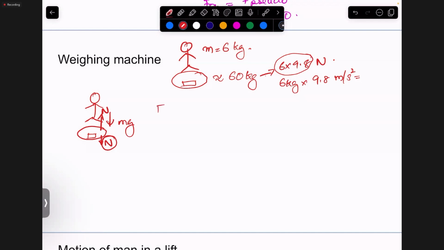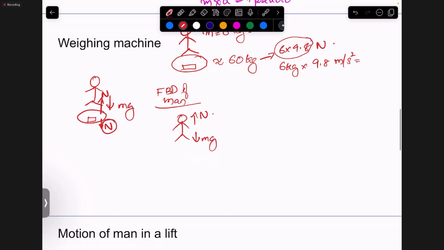The FBD of the man will look something like this. The FBD of man: this is the person. So mg is acting downwards, N is acting upwards. Okay, so that is counterbalanced because this person is at rest, right? When you are standing on a weighing machine, this person is at rest. He is not moving up or going downwards. So that's why N equal to mg, because if he is at rest, then the net force equal to 0, so N equal to mg. So this N is the same N over here.